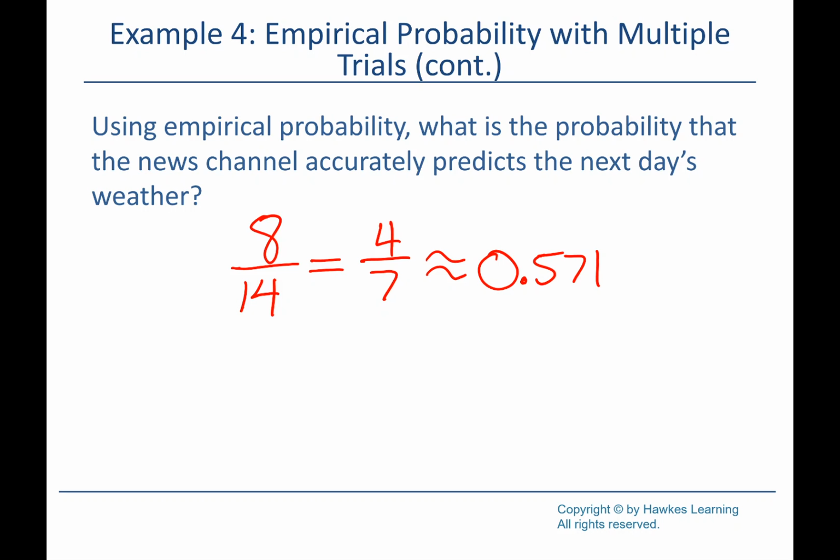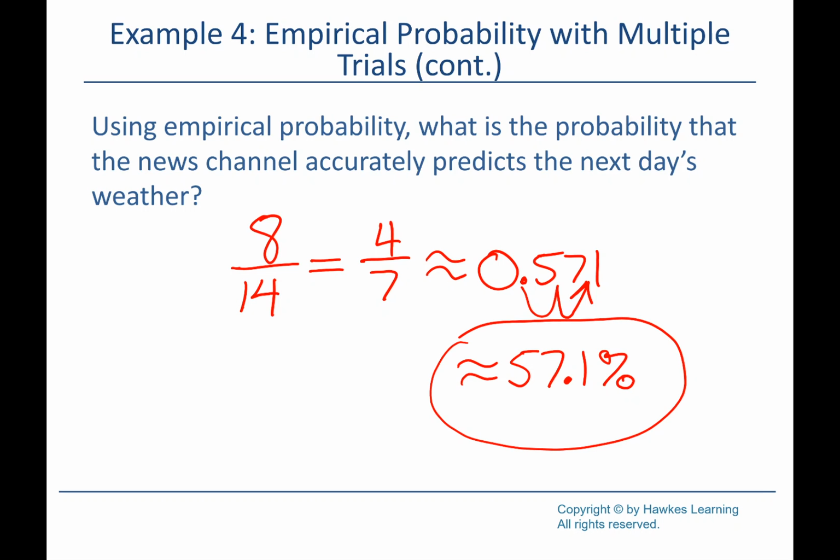So if we change it to a percentage, there's about a 57.1% chance they get the forecast correct. That's rounded, but here's our empirical probability. So classical probability is kind of like, in theory, what the probability should be, and then empirical probability is kind of like in practice, how did it work out?